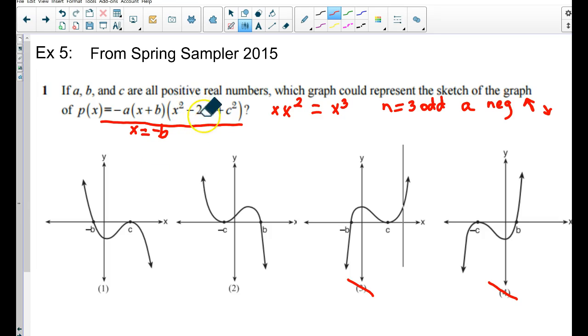I can rewrite x squared minus 2cx plus c squared as x minus c times x minus c, which is equal to x minus c squared. That tells me I have a root at positive c, and its multiplicity is 2, meaning it's going to kiss the x-axis or bounce off at that point. We can see that's true here. You see how it's bouncing off, and here it's crossing at -b, and so therefore choice 1 works.